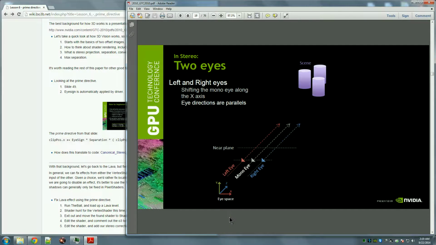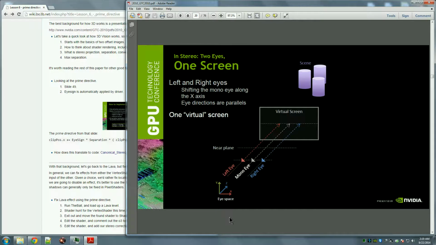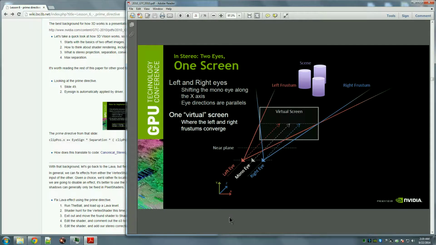Okay, continuing along. So shifting along the mono axis there, eye directions are all parallel. They don't vary in. There's our virtual screen. Now we throw in the frustums, which are essentially what each eye can actually see in terms of the angle, where it actually intersects with the physical screen and what you'll actually see. So those are important for some later things, but right now it doesn't really matter that much.